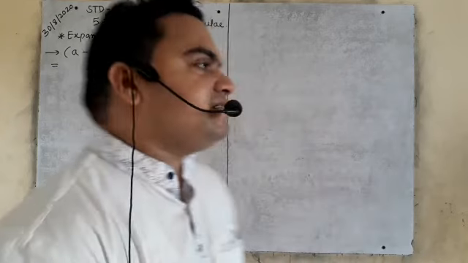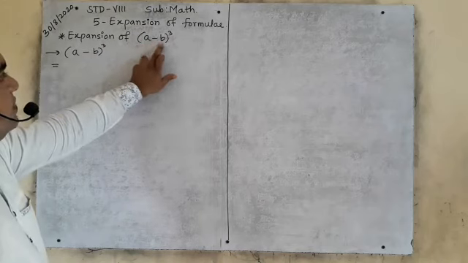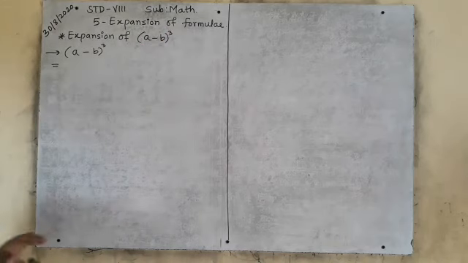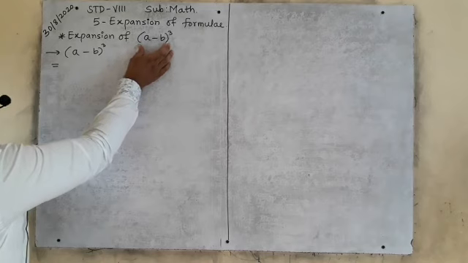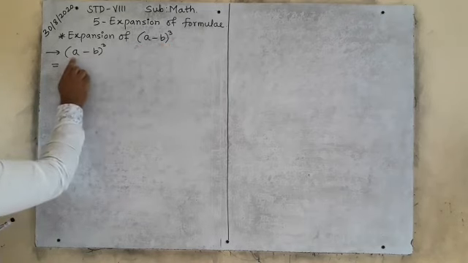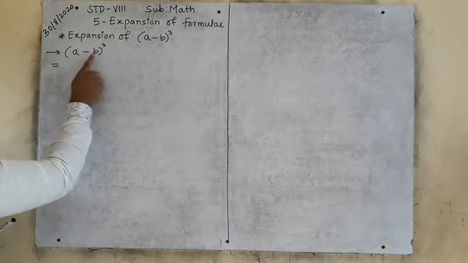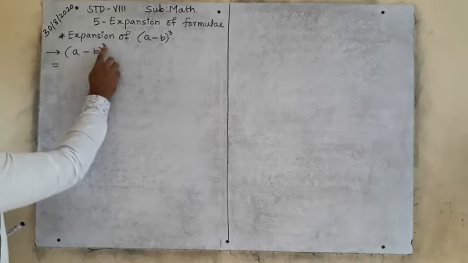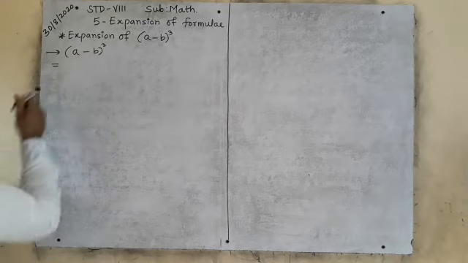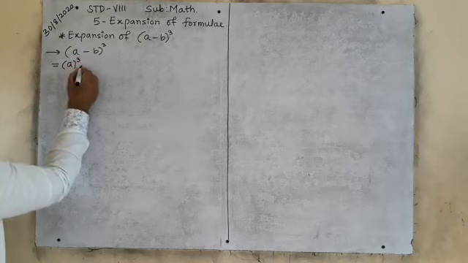Look at the board please. See, expansion of bracket a minus b bracket complete cube. So first we will copy the question as it is. Now this cube I will give to the first term. There are two terms, right? First term is a, second term is b. So first I will give this cube to the first term. So what is first term here? A cube. Sign is minus.